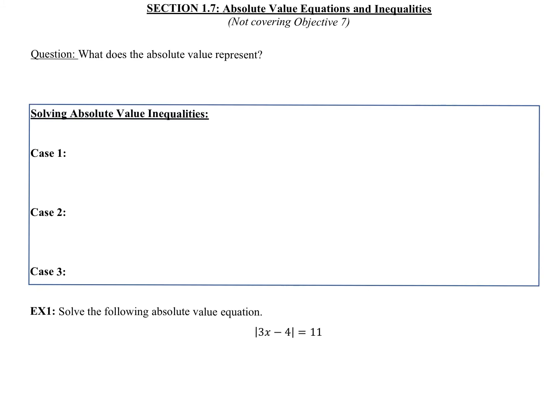Alright, welcome to section 1.7, absolute value equations and inequalities. And note, we are not covering objective 7. So here's a question. What does the absolute value represent?